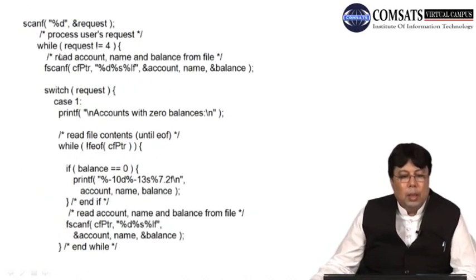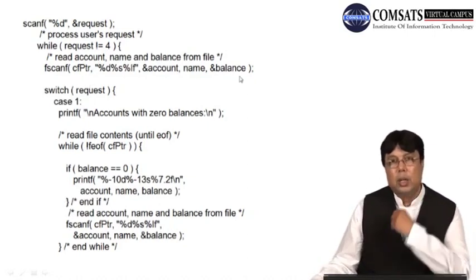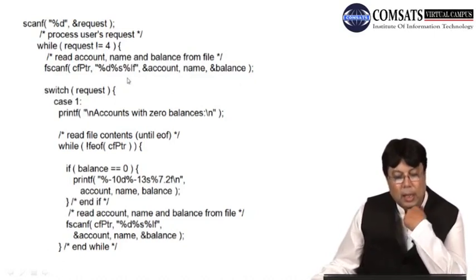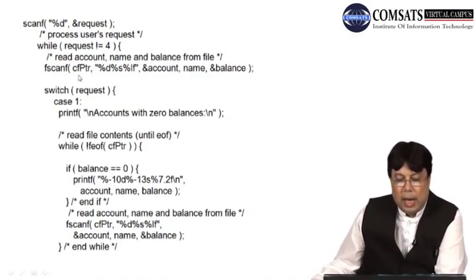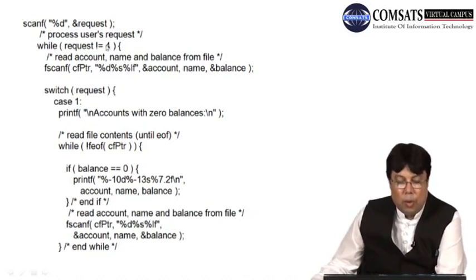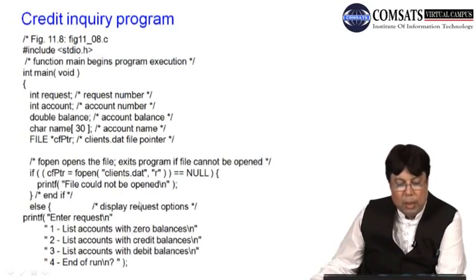So we can scanf the request, and while the request is not equal to 4, we would like to keep on reading the data. So first of all, we will read the first record from the file here, and it is again the same format that we have read it. Then we can use the switch statement, and this switch statement is for the 4 options that we have given. So case 1, and what was case 1? The list account with zero balance.